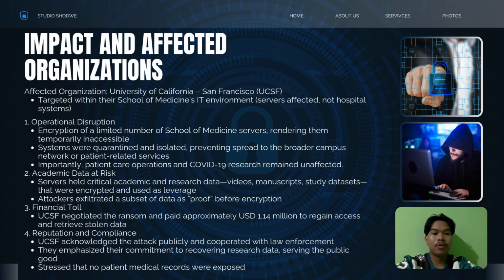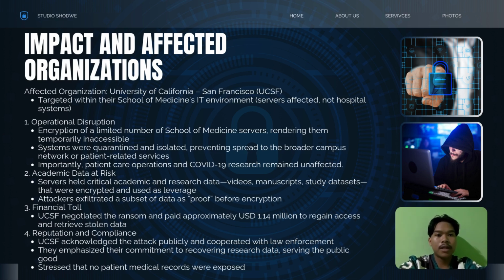Okay, now let's look at a real-world case, which is the University of California, San Francisco ransomware attack in 2020. The attacker did not hit the hospital directly, but instead targeted the School of Medicine IT system, specifically the server that held research and academic data. That's important because it limits the damage but still had serious consequences.